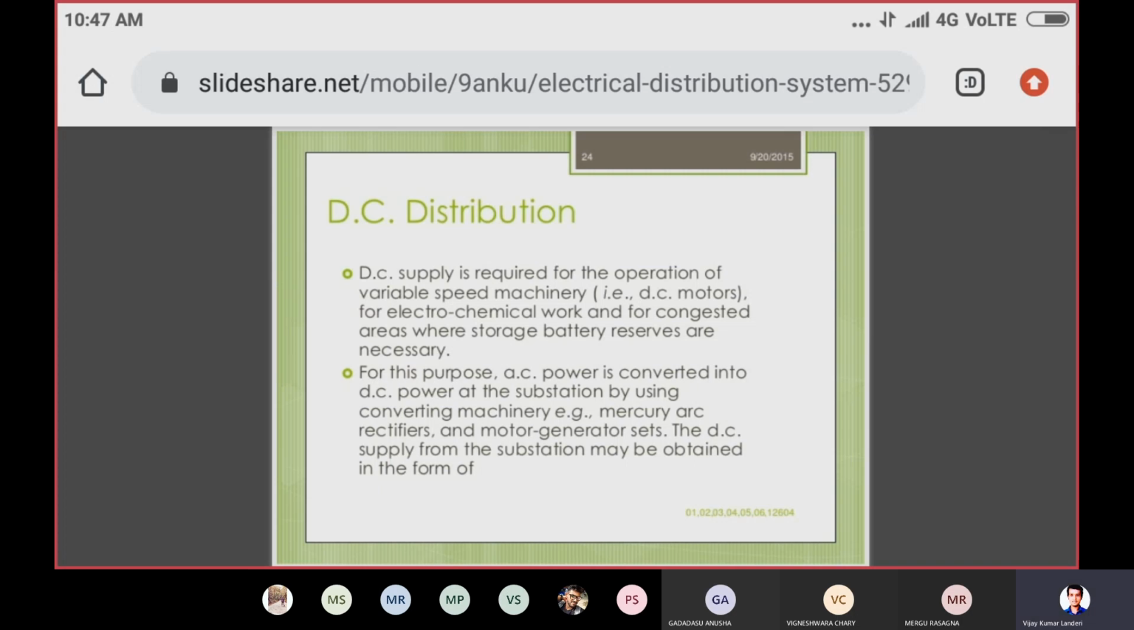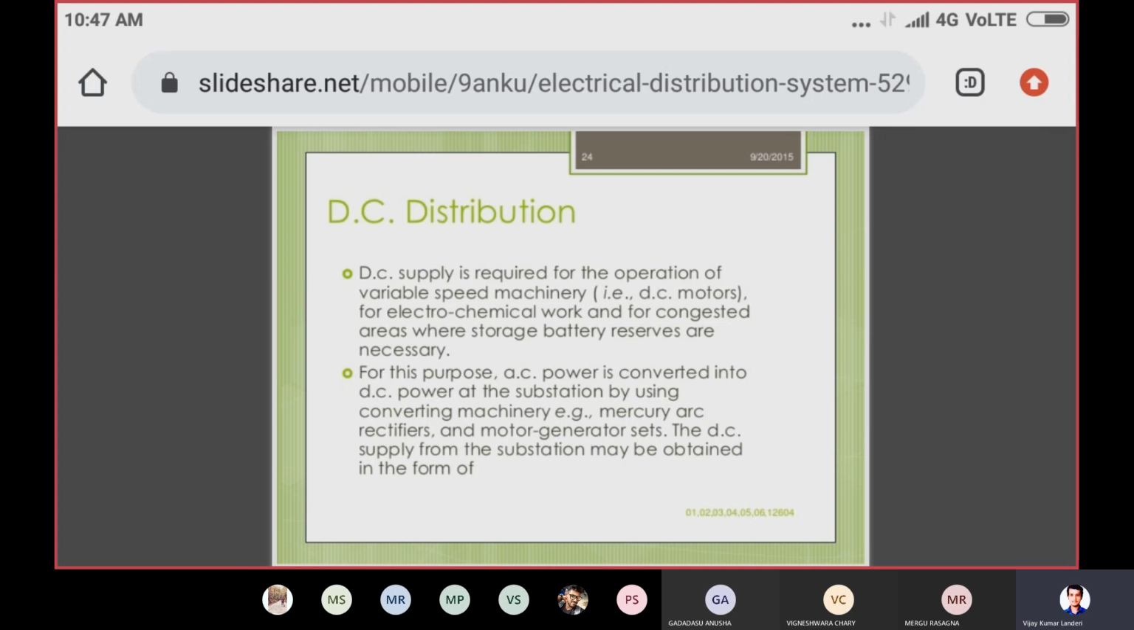Now DC distribution. DC power is required for variable speed machinery. Whenever we require variable speeds, in those cases we make use of DC power supply. We are going to make use of DC motors, and that we are calling a DC distribution. For this purpose, we need to convert the AC power to DC power at the substation by making use of rectifiers.